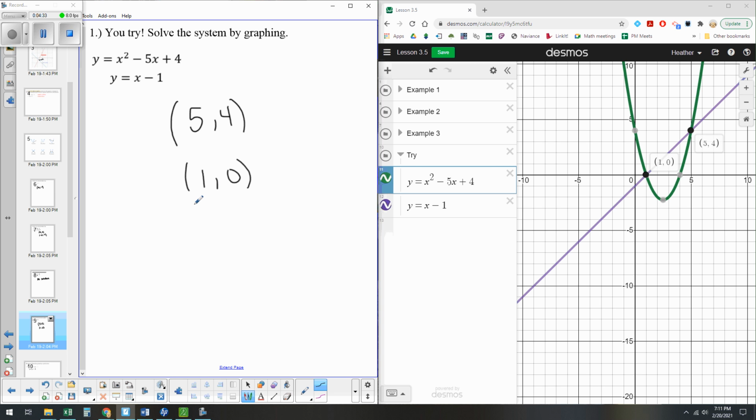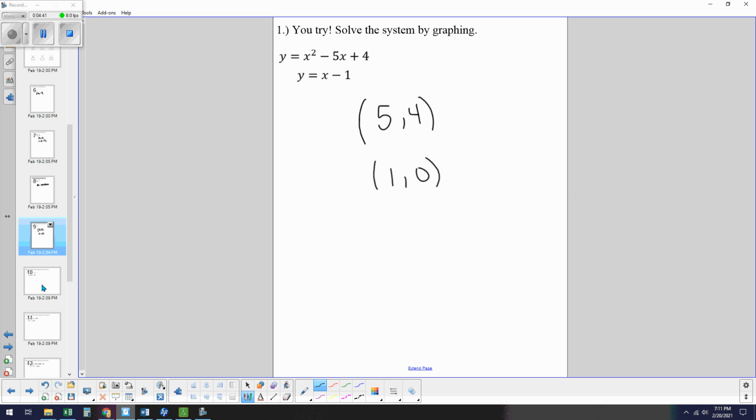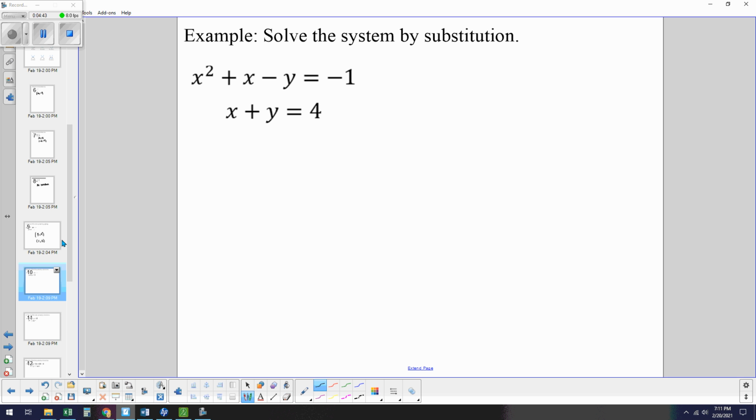All right, so these graphs actually intersected at 2 points, 5, 4, and 1, 0. Graphing is not the only way we're going to solve our systems. We can also solve them in the ways that we solved linear systems. So that's substitution and elimination.